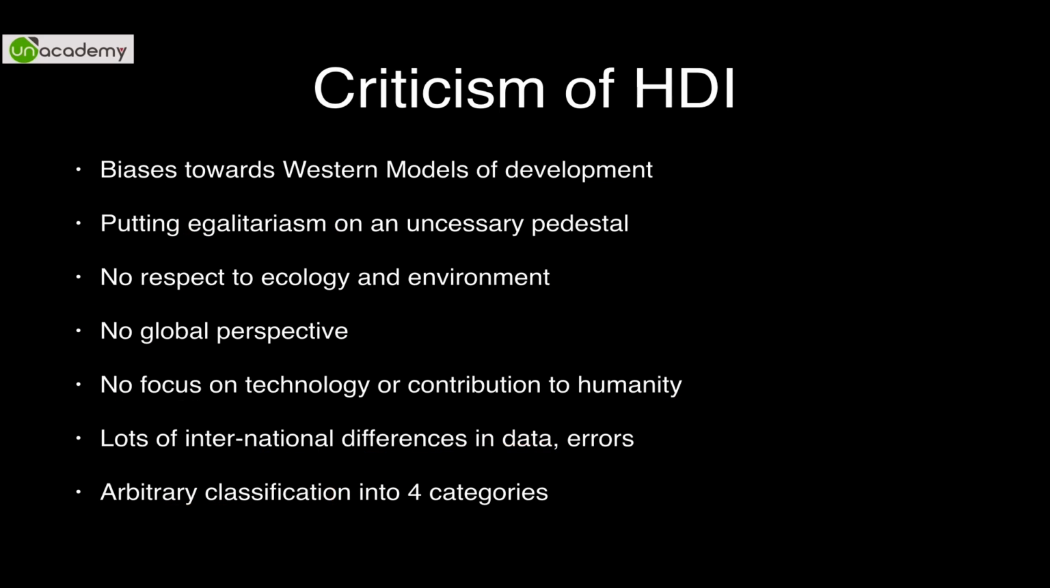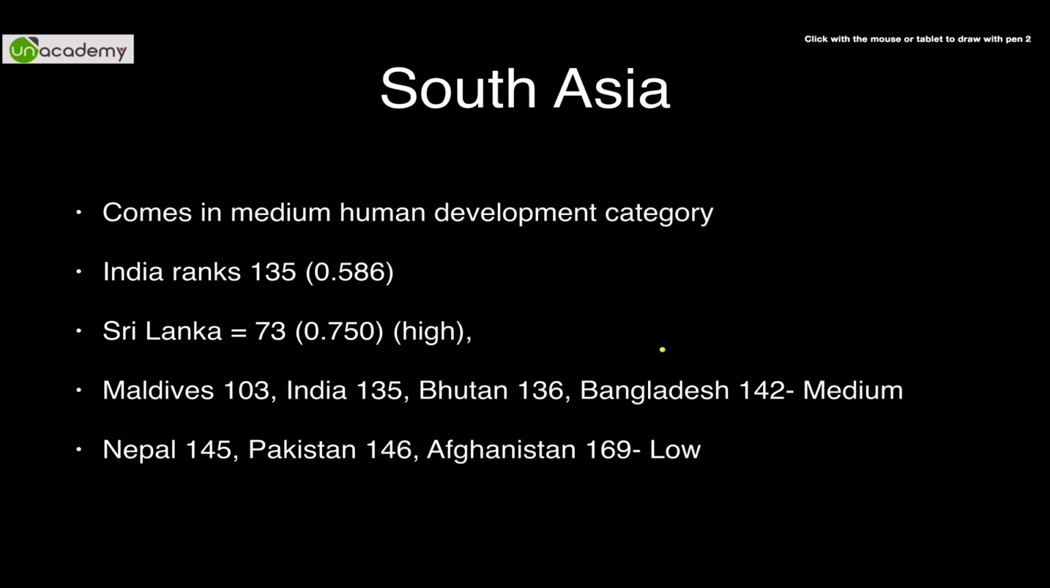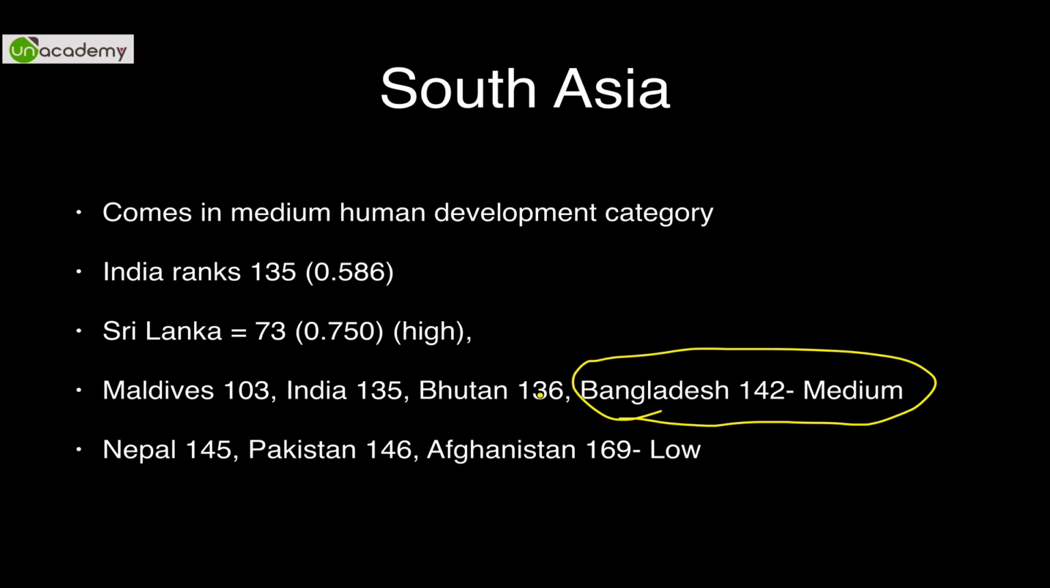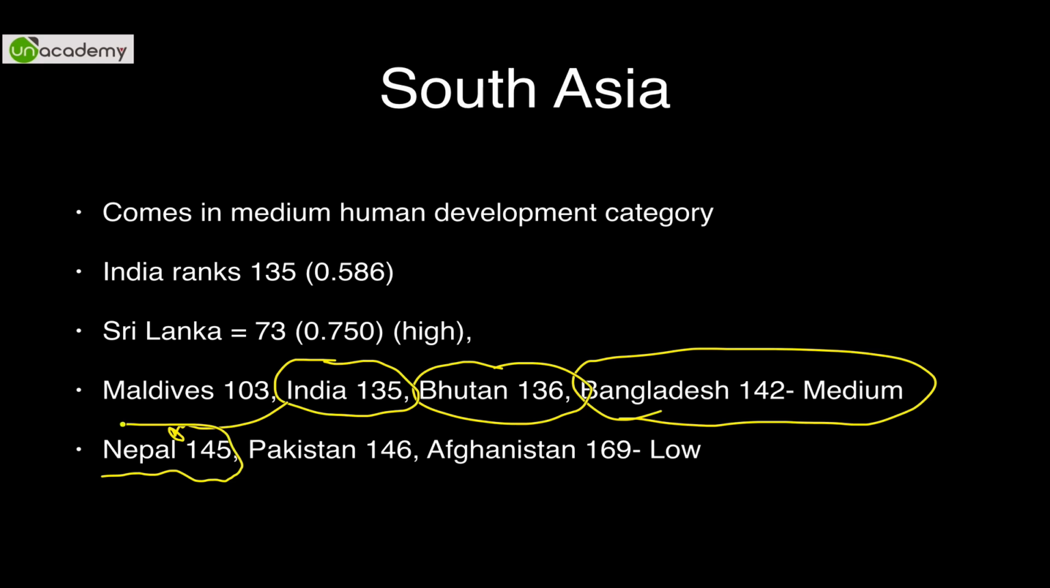I'll just show you one thing. Can you see this? Bangladesh is a medium-level country. Bhutan is a medium-level country. India is a medium-level country. But the HDI of India and Nepal is not very different, hardly any difference. But Nepal and Pakistan are low-level countries. So as you can see, it is a very arbitrary classification. So that's what I want to focus on.